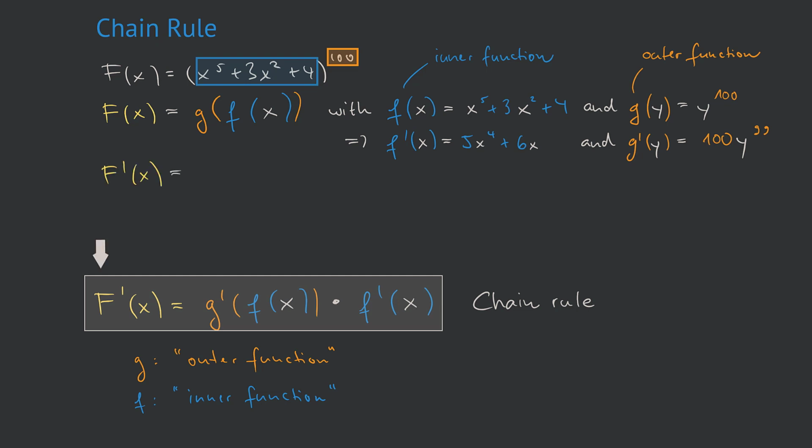So we have capital F prime of x equals, now the first term is g prime evaluated at f of x. So this is 100 times something to the power of 99, where we replace this something by f of x. So we get this. And this expression has to be multiplied by f prime of x. So we have times 5 times x to the power of 4 plus 6x. This is the derivative function of capital F.